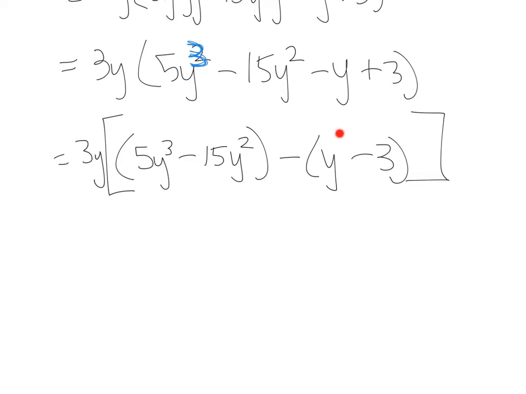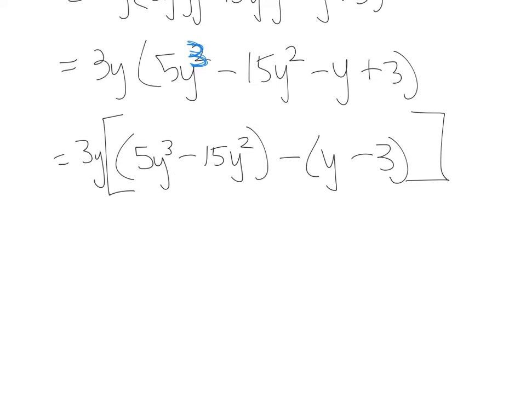So why is that? We know this is right because of the distributive property: the negative times y gives me negative y, and then the negative times negative 3 gives me positive 3. This negative sign twists things around a little bit. That's why it becomes y minus 3 instead of y plus 3. So it's minus quantity y minus 3.